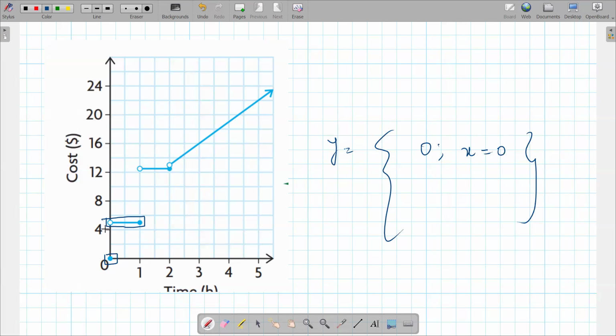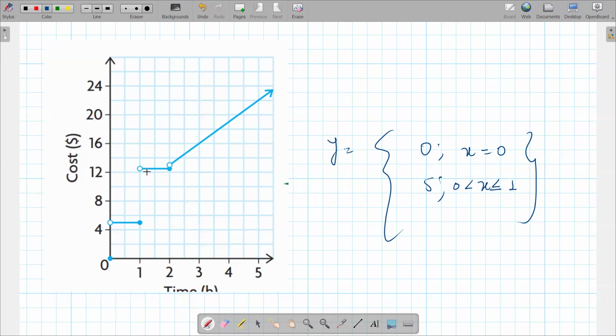Is it 5, 6, or 7? It's 5. So y is going to be 5 between which two x values? 0 and 1. Are they both inclusive? Not 0, exactly. So 0 exclusive, 1 inclusive. So that's the second piece done.